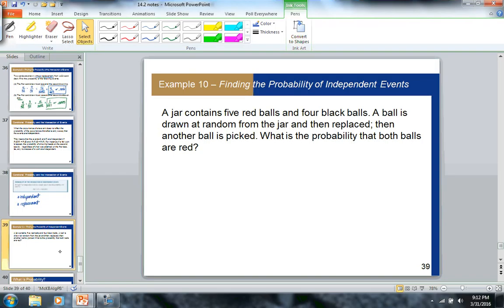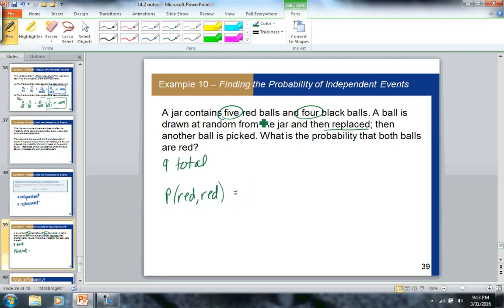Okay, so let's look at our last example here. We have a jar that contains 5 red balls and 4 black balls. So that's important to know that we have 5 and we have 4. So that means altogether we have 9. Okay, so we have 9 total. And a ball is drawn at random from the jar and then replaced. So there they tell us that it's replaced, so we know these are going to be independent events. Then another ball is picked. So what's the probability that both balls are red? So we want to find the probability of drawing a red and then another red.